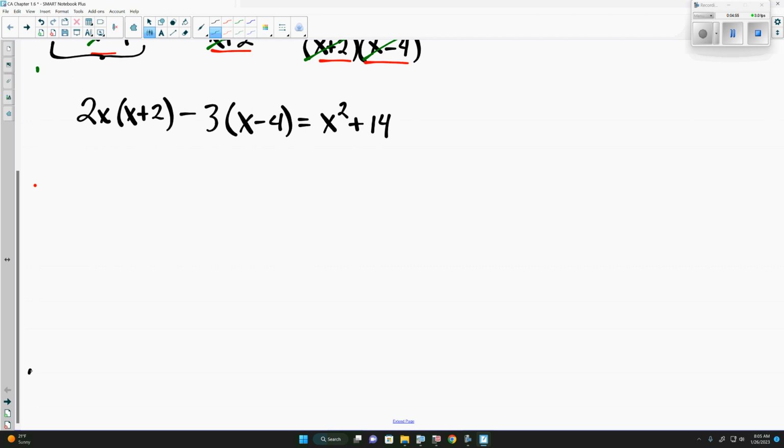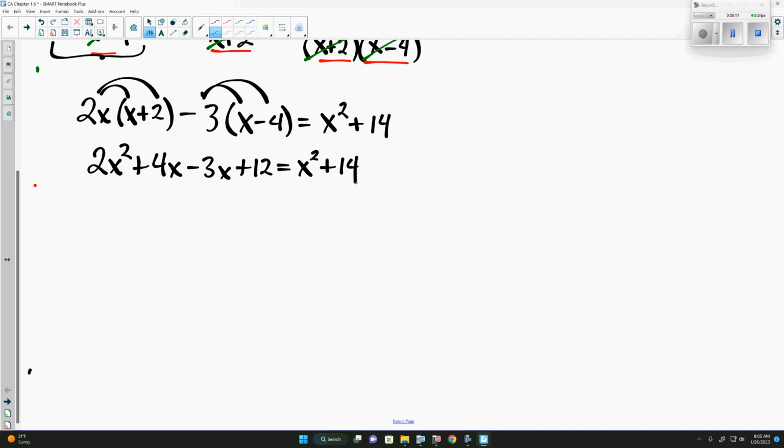Now at this point, most likely we're going to have a quadratic. We do need to multiply it out to make sure, because we can simplify. So we can multiply through. 2x times x is going to be 2x squared. 2x times 2 is going to be plus 4x. Negative 3 times x is going to be negative 3x. And negative 3 times negative 4 is going to be plus 12. It's going to equal x squared plus 14. Once we finish combining like terms over here, we'll have 2x squared plus x plus 12 is equal to x squared plus 14. Now at this point, we do need to move everything to the same side.